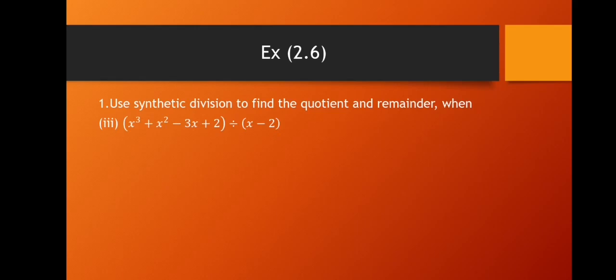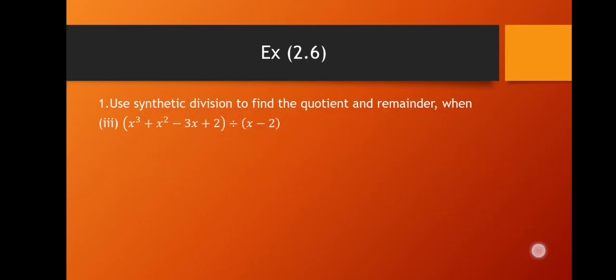Question number 1 of exercise 2.6 is: use synthetic division to find the quotient and the remainder when the cubic polynomial x cube plus x square minus 3x plus 2 is divided by the linear polynomial x minus 2. Here this cubic polynomial is to be divided by this linear polynomial. So it is the divisor and it is the dividend. We are going to find out the quotient and the remainder by using synthetic division.